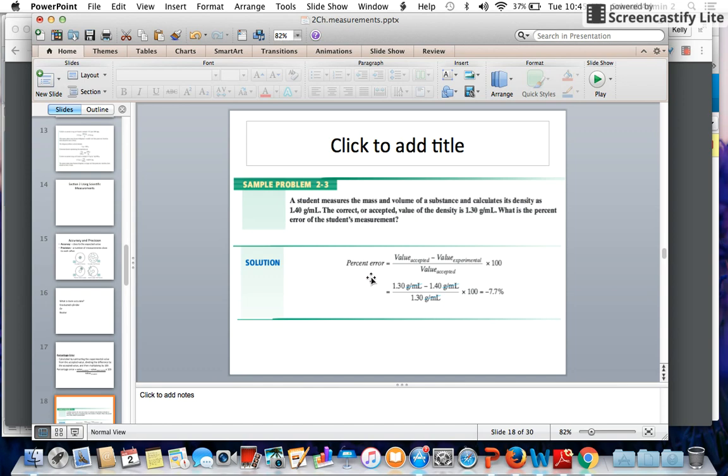So using the equation that we just learned, it's the accepted minus the experimental divided by the accepted, multiplied by 100. So the accepted is 1.3. It's the accepted or the expected, like you're expected to get 1.3, minus 1.4 is what we got in the experiment, divided by the accepted, 1.3, and then you multiply it by 100. So the percent error is negative 7.7, and that is all right because that's pretty small. So we want a small percent error because you don't want to have any mistakes at all.